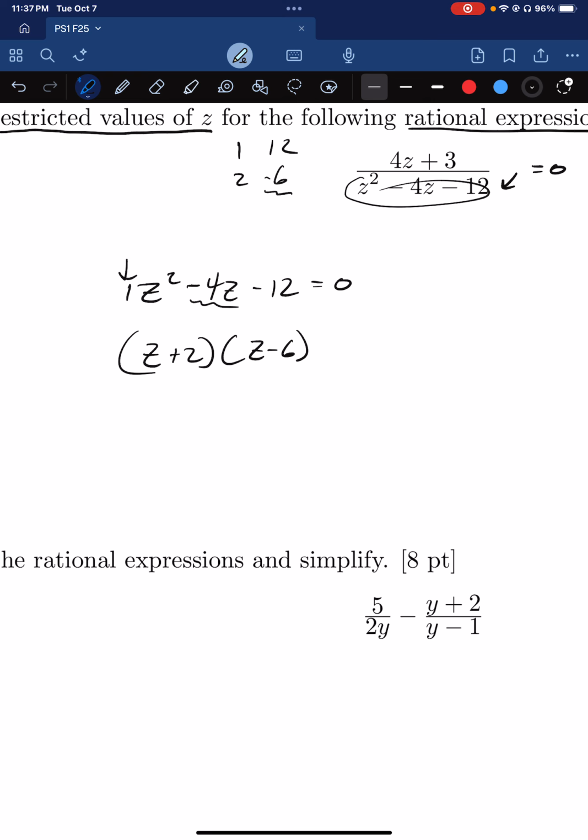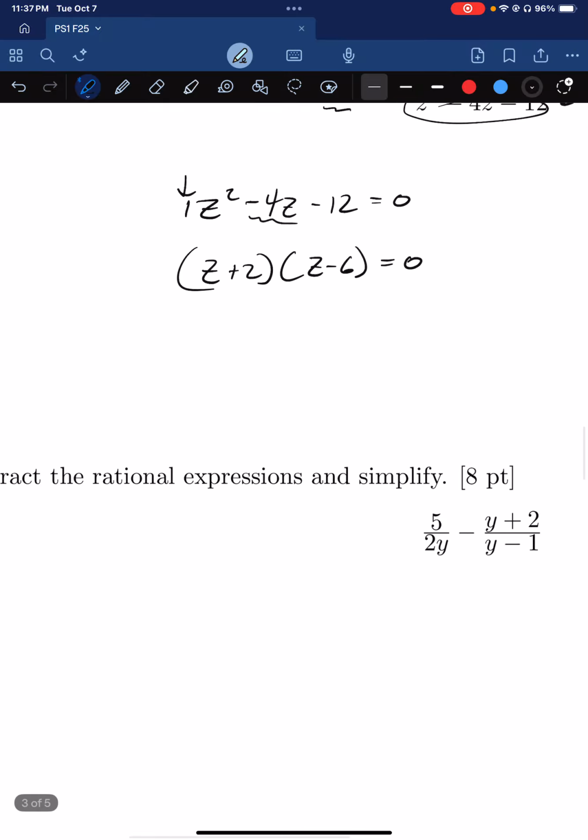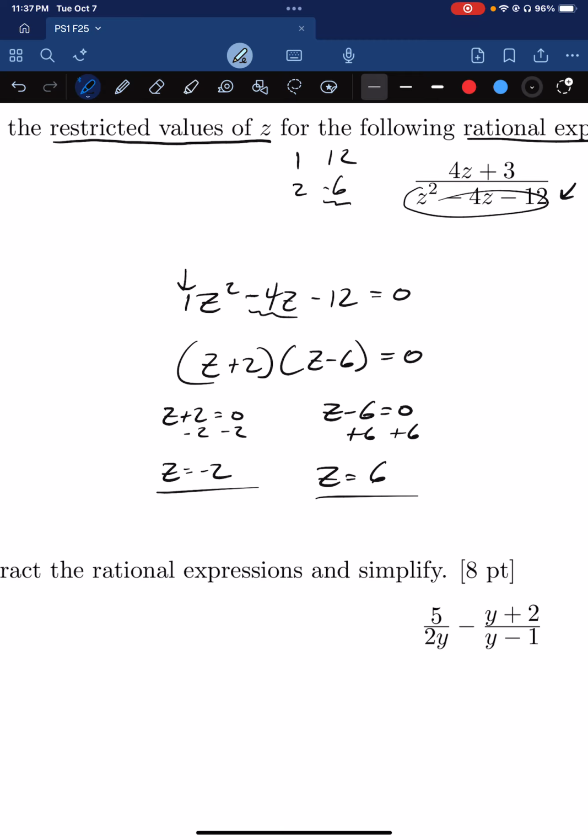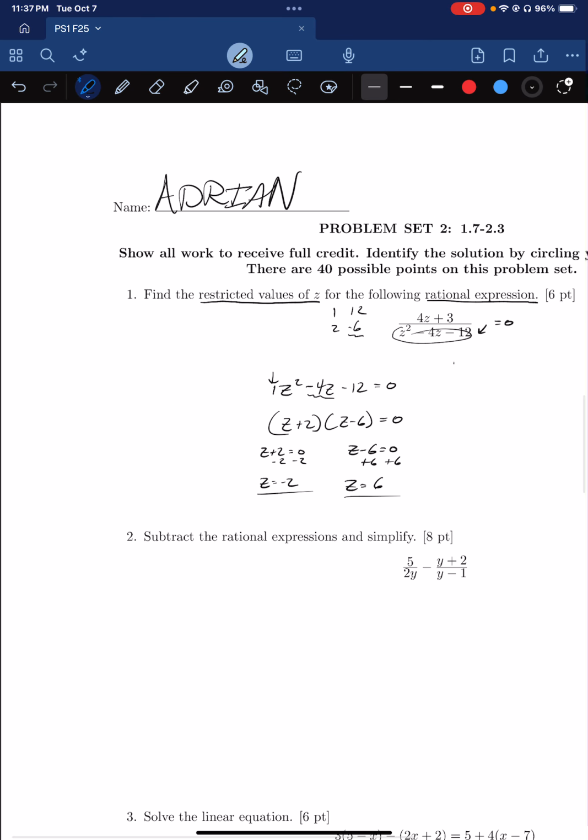a not 1. And so now we're using the zero product property that says if two numbers multiply to be 0, at least one of them has to be 0. So we're going to set each of these equal to 0 individually. So z plus 2 equals 0. Subtract 2 from both sides. We get z equals negative 2. Add 6 to both sides here. We get z equals 6. So our restricted values are going to be both negative 2 and 6 because that's where our denominator is equal to 0.